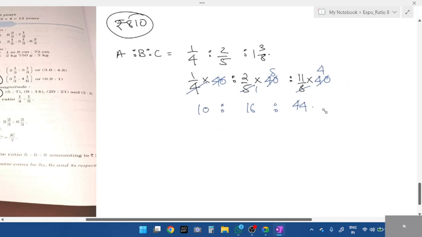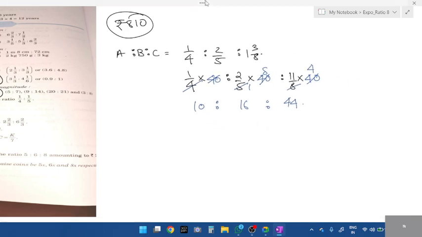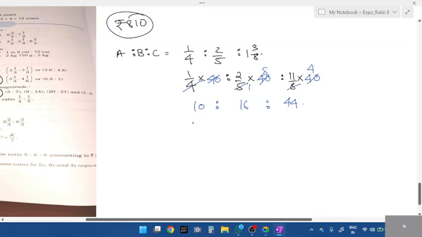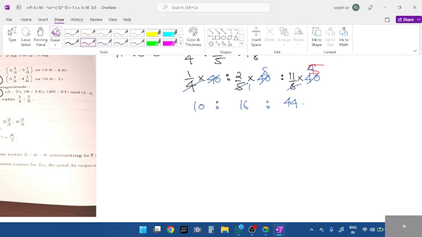All of you all got this? 10 is to 16 is to 44. Just check one, students. Sorry. I made a mistake. 8 5s are 40. What do you get?